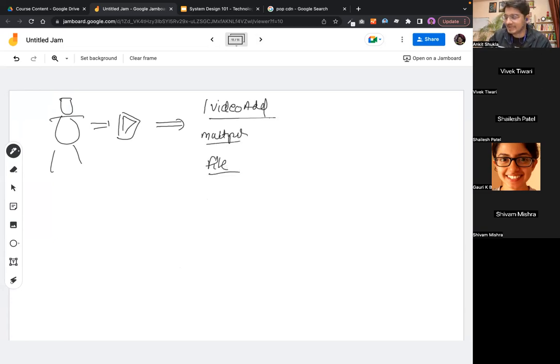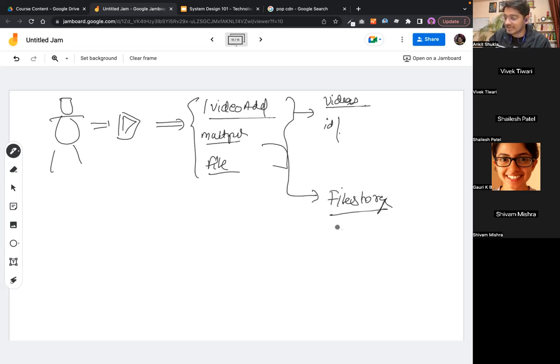Now on the backend, many things will happen. First of all, in the videos table, it will store this and create an ID. It will first find a place, which is a file storage. The most common type of file storage is actually S3, a service offered by Amazon, which is known as Simple Storage Service. I'll find out the exact name and tell you.